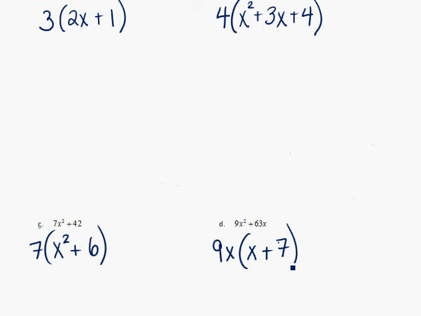So we've just factored 4 different expressions. The key to factoring is to look first for a greatest common factor that you can take out of each term in your expression. And then from there, you're just doing the distributive property in reverse to see what factors would multiply to give you your original expression that you started with.